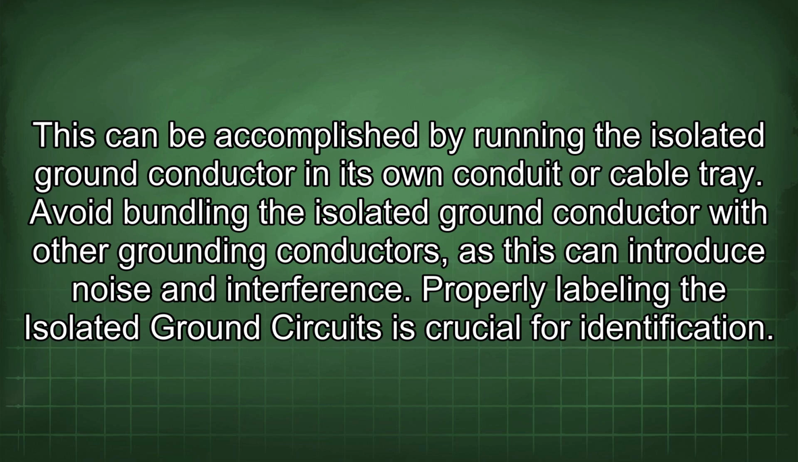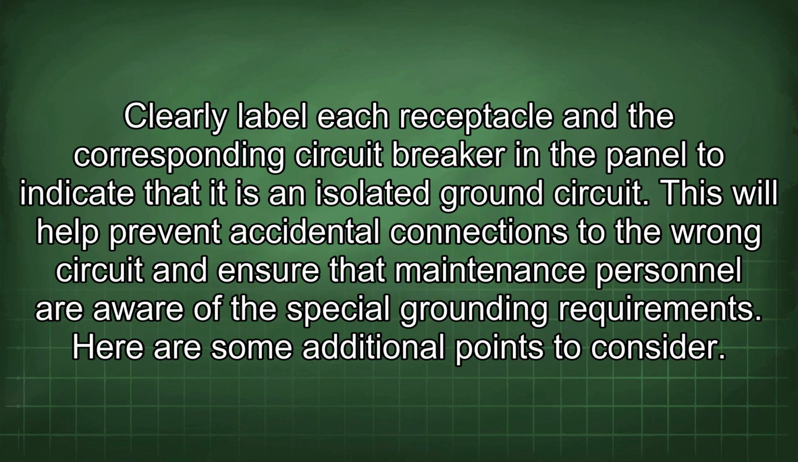Properly labeling the isolated ground circuits is crucial for identification. Clearly label each receptacle and the corresponding circuit breaker in the panel to indicate that it is an isolated ground circuit. This will help prevent accidental connections to the wrong circuit and ensure that maintenance personnel are aware of the special grounding requirements. Here are some additional points to consider.